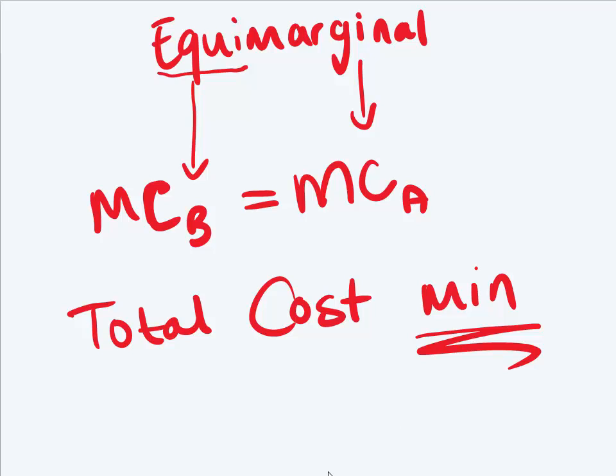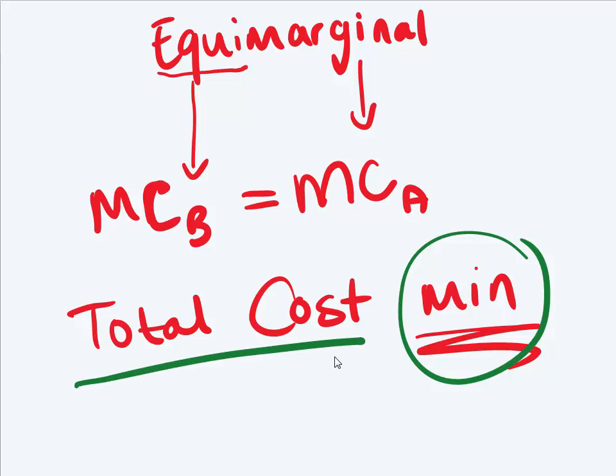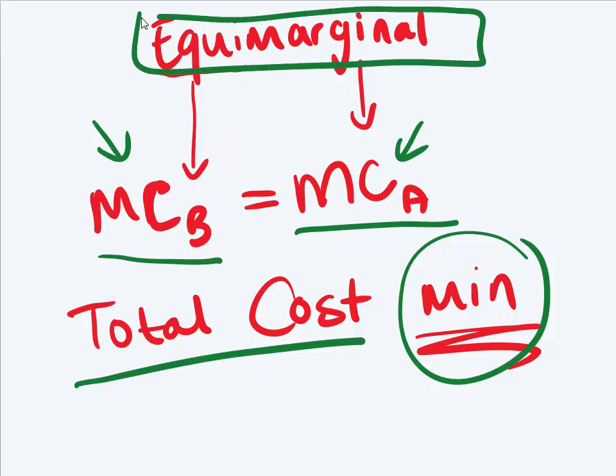And that's the whole point of this. We want to minimize total cost. How do we do that? By dividing the production between the two factories in such a way that the marginal cost of producing at Factory B is equal to the marginal cost of producing at Factory A. And that is your equimarginal principle.